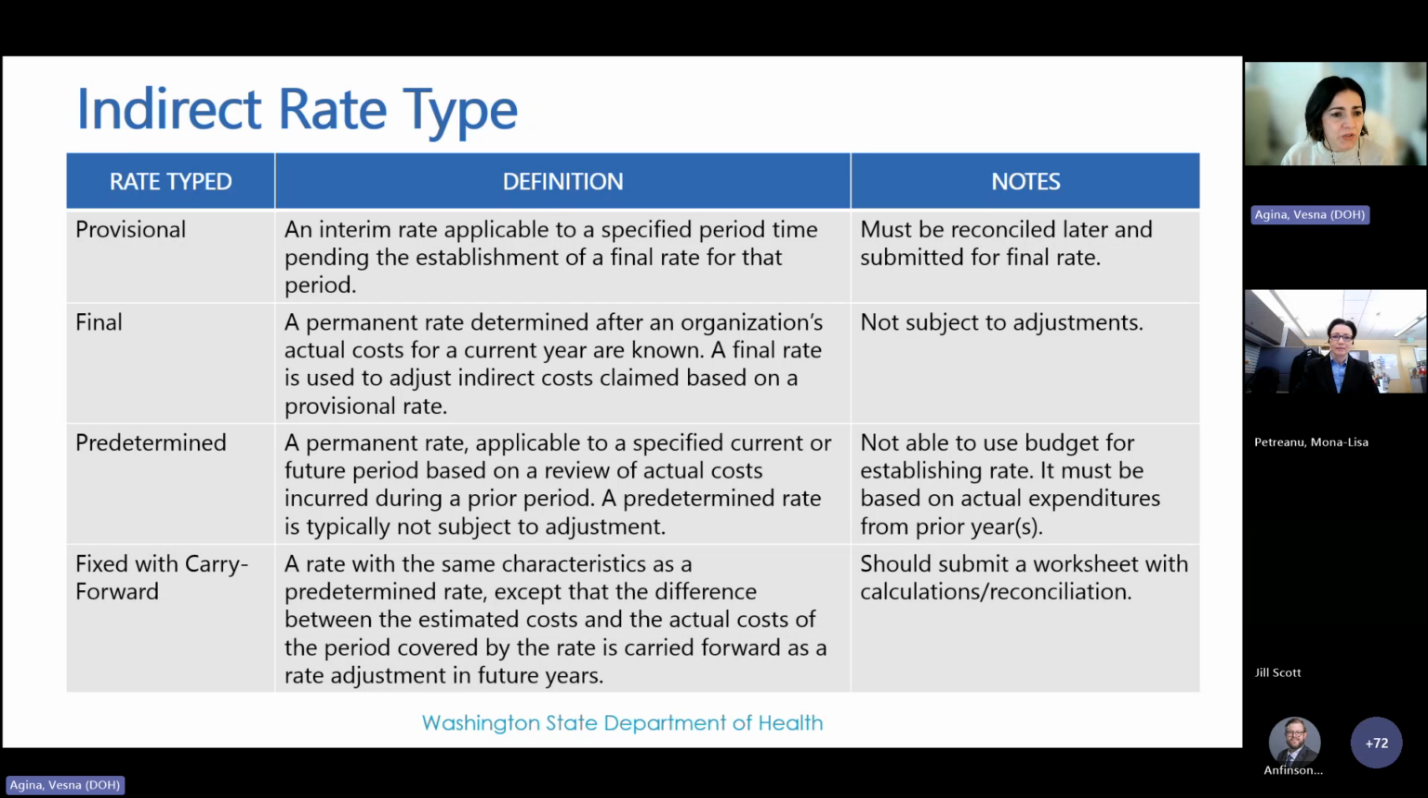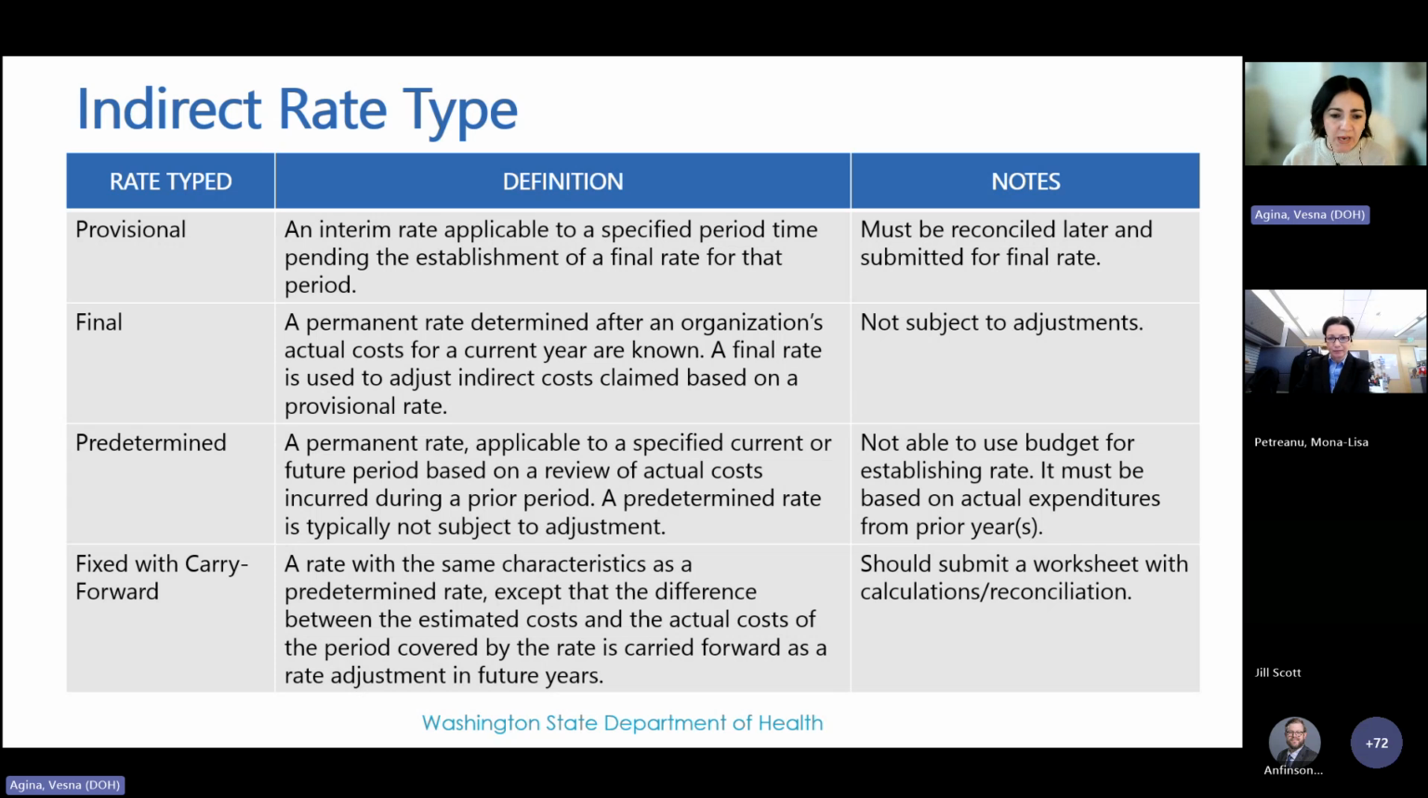Then we have predetermined rate. I think most of the entities are on a predetermined rate, and that's the rate that's usually used when you are projecting, or submitting for a rate based on your prior fiscal year's actuals.